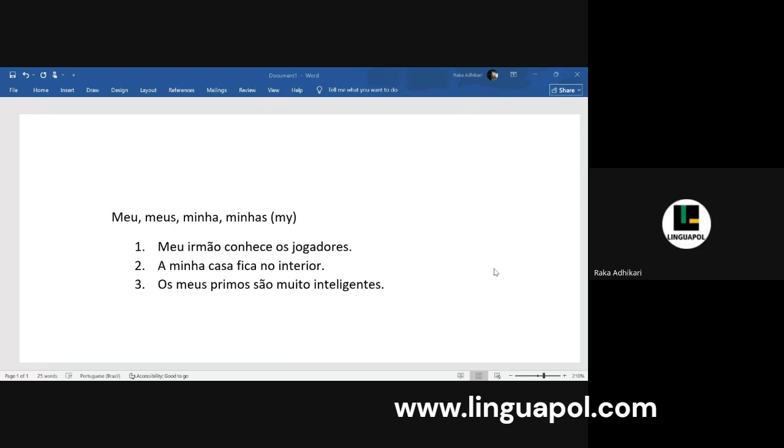So why are we using this word meus? Which word in the sentence actually gives us the hint that we have to use meus? Not meu, not minha, but meus. Yes, Ashish? Primos. Yes. So we can see that the word primos used here, this is a masculine, it's a plural. So we will pick up the masculine plural pronoun. Meus primos. Let's move on.